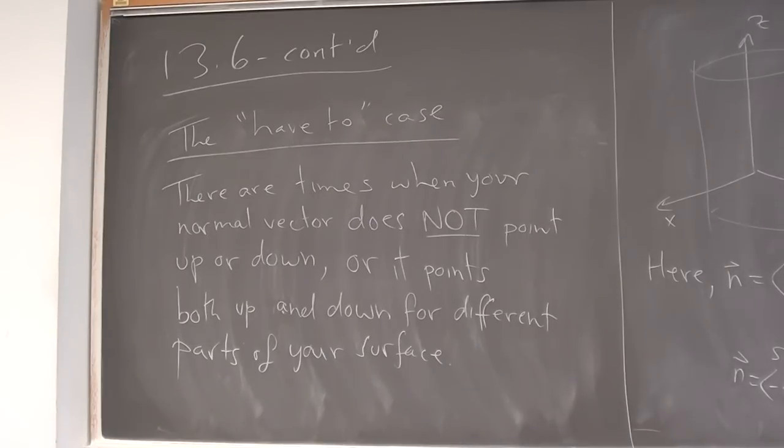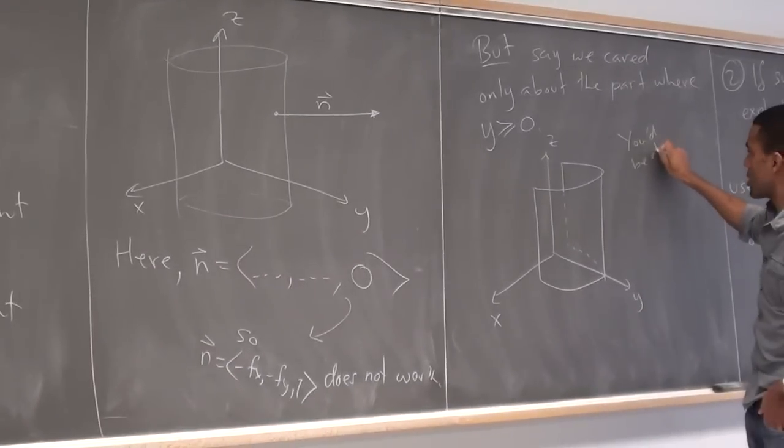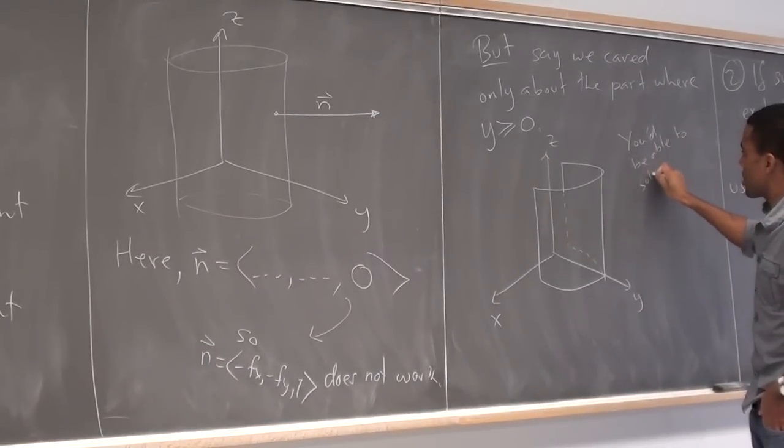I only care about the part of the cylinder where the y value is non-negative, right? Then this would be like half the cylinder here. In that case, how would you do it? It would still have a 0 for your z-coordinate. Your normal vector on your z-coordinate will still be 0. The thing is here, you'd be able to solve for y, because it's a function now.